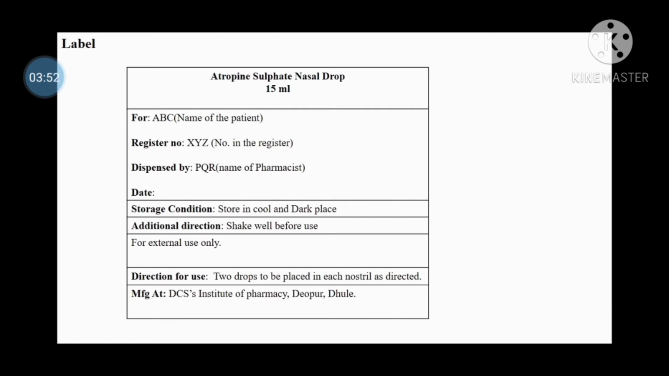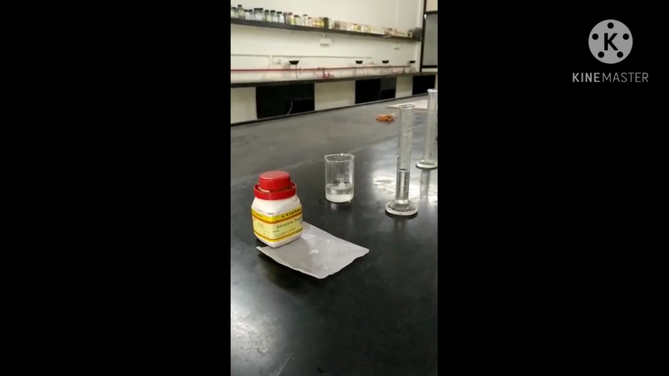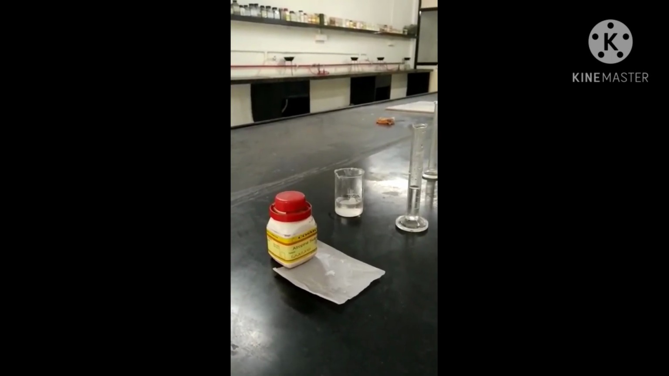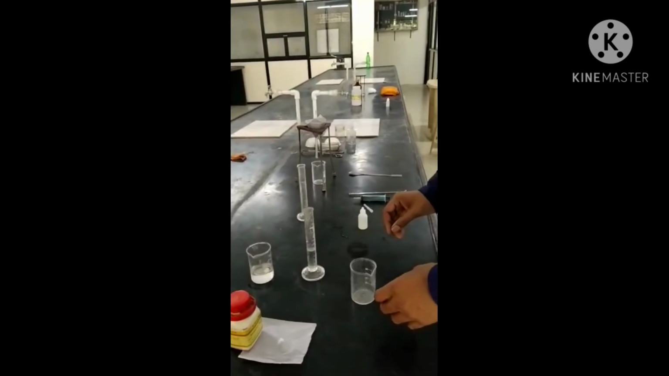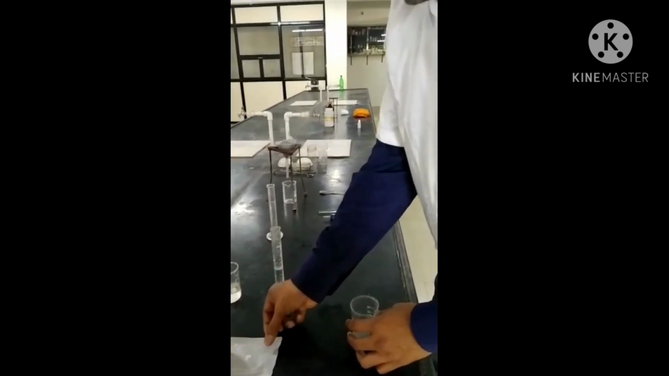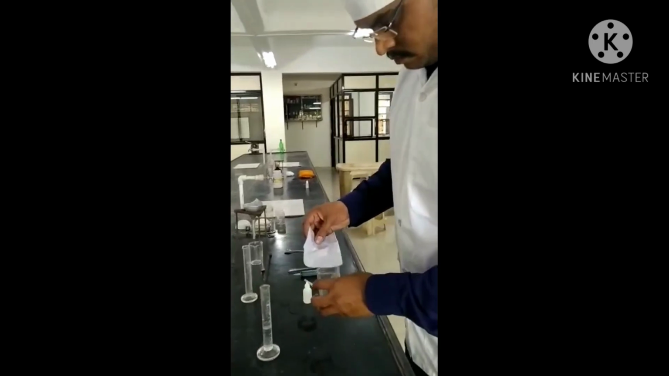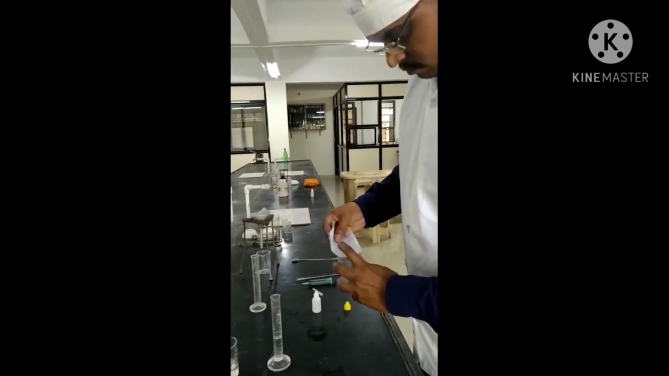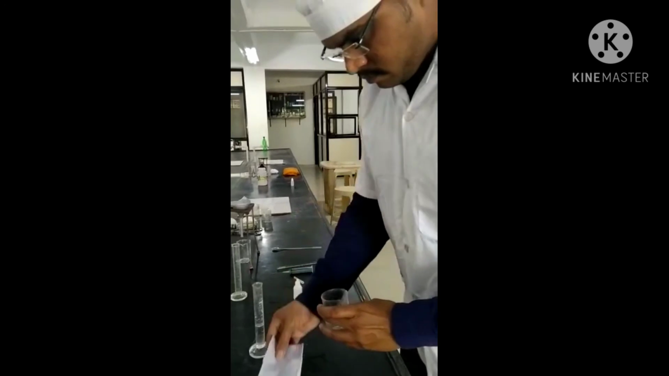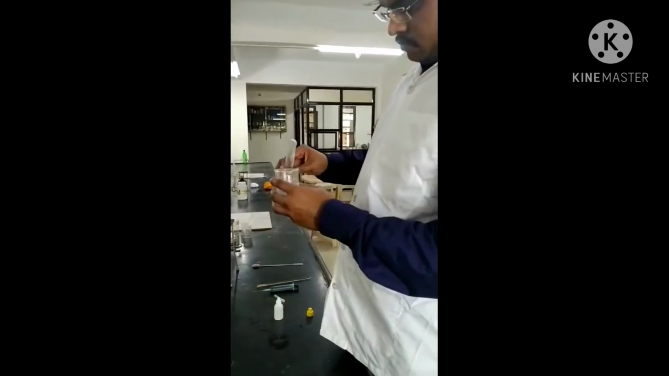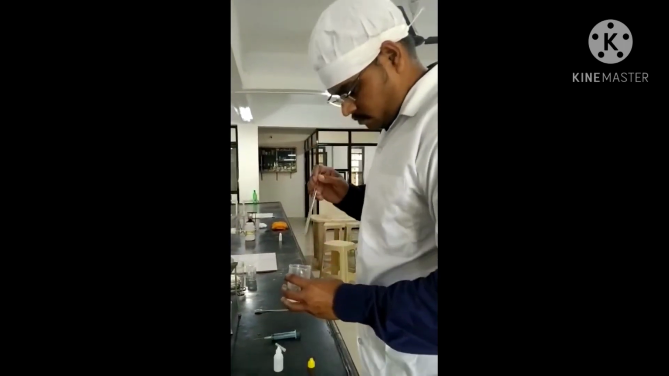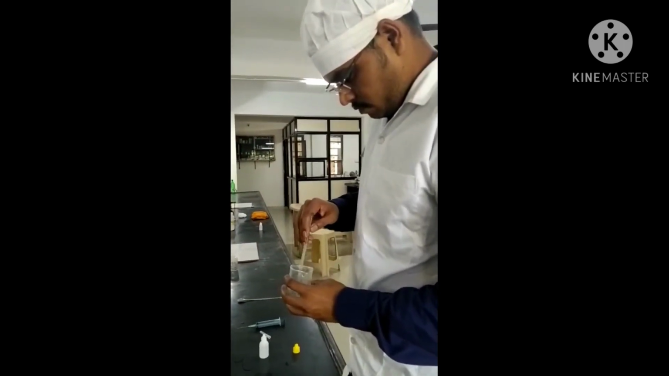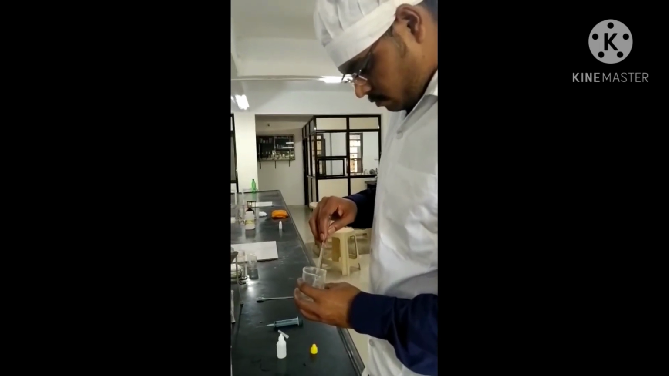Now let's start the procedure. Let's start the procedure of atropine sulfate nasal drop. Take atropine sulfate and add it into the beaker. Then add normal saline solution in that beaker and dissolve the atropine sulfate properly by using a stirrer.